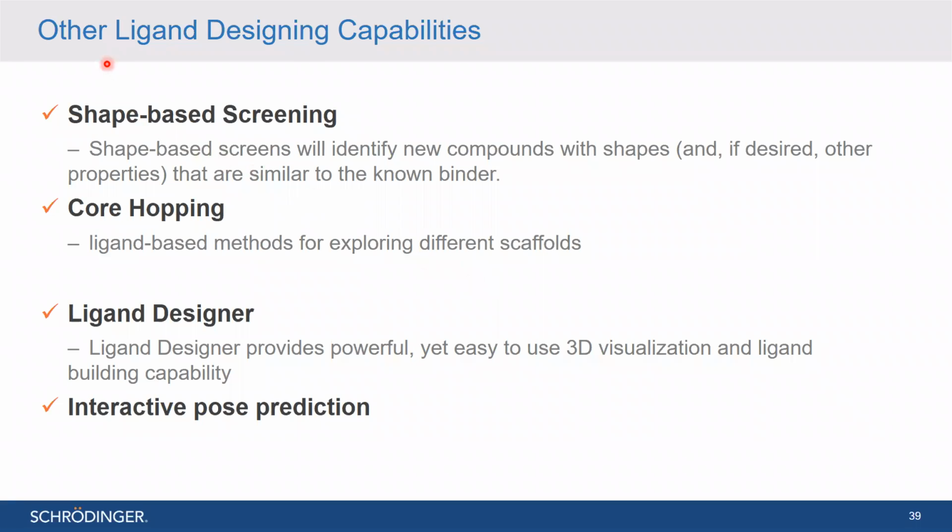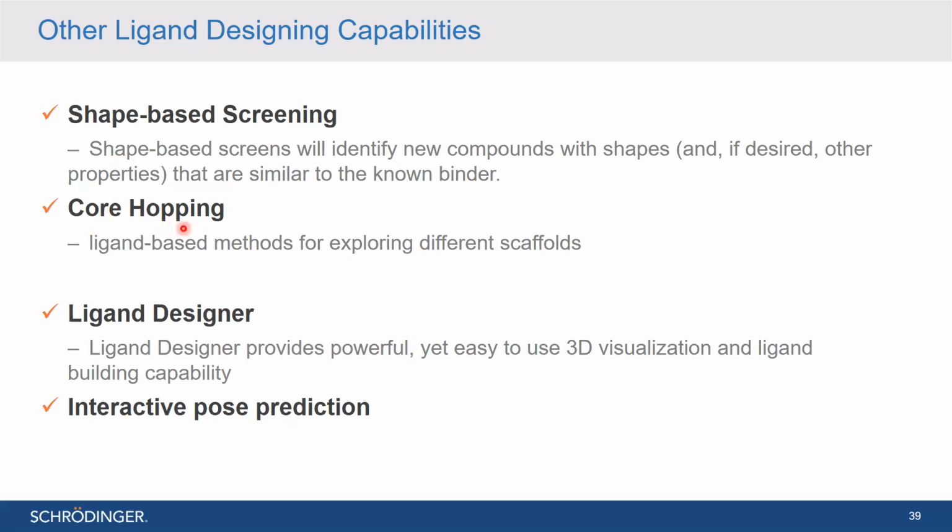Other than that, there are many other capabilities for drug designing. For example, shape-based screening, core hopping, or, which came very recently, Ligand Designer or interactive pose prediction. These options are also present with you. Shape-based screening means that based on the shape of the input ligand molecule, it tries to screen the data set and identify similarly shaped molecules from the complete data set.